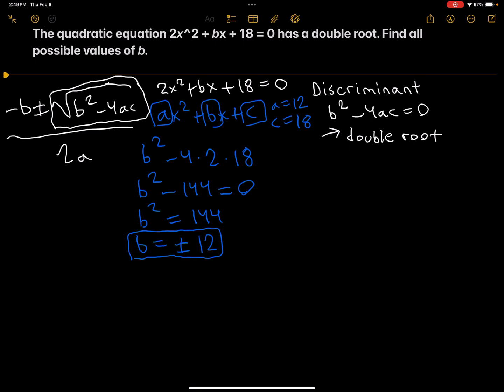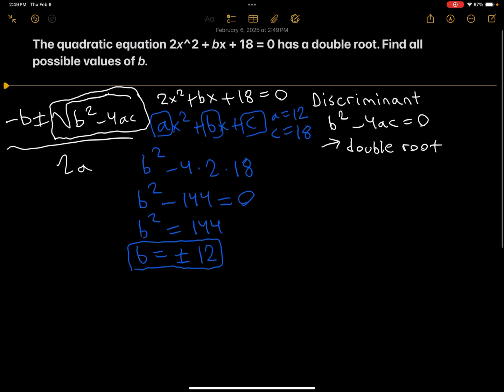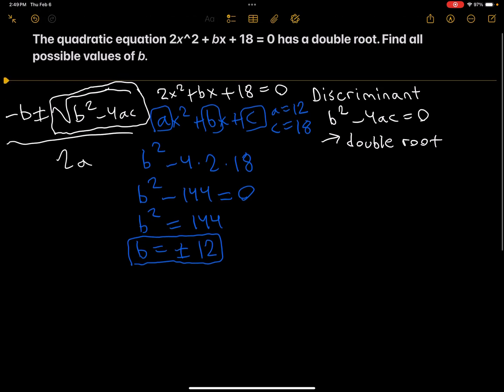In this problem from Algebra 1, we basically used the principle of the discriminant from the quadratic formula to solve for b. We set b squared minus 4ac equal to 0, then did some simple solving and solved for b. That's all we had to do here in this pretty simple quadratic equations problem for Algebra 1.